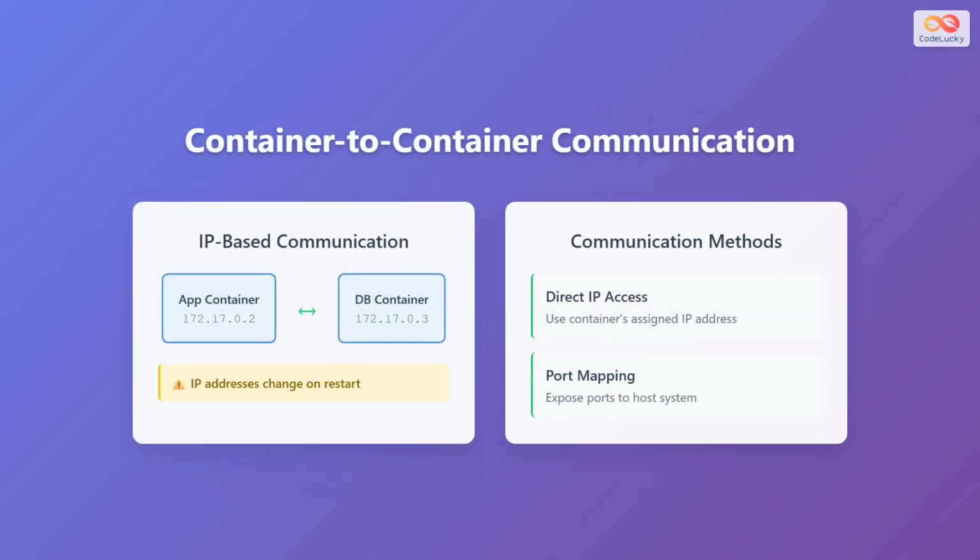Containers can communicate with each other via IP addresses. For example, the app container with an IP address of 172.17.0.2 can communicate with the DB container having an IP address of 172.17.0.3. Keep in mind that IP addresses change on restart. Communication methods include direct IP access using containers' assigned IP address and port mapping, which exposes ports to the host system.